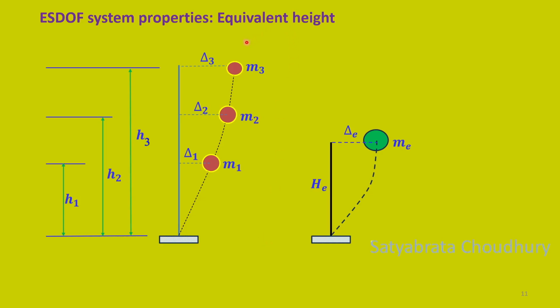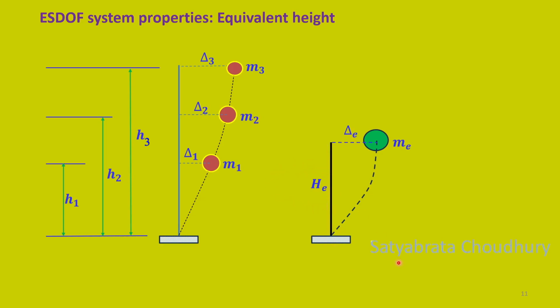Now we want to find the equivalent height of the ESDOF system. So we have taken again this same system having masses m1, m2, m3 at distances delta 1, delta 2, delta 3 from the neutral position, and the heights of the masses are h1, h2 and h3. We have a single degree of freedom system which has mass Me, equivalent distance delta E and equivalent height He. So we are interested in finding this value of He.